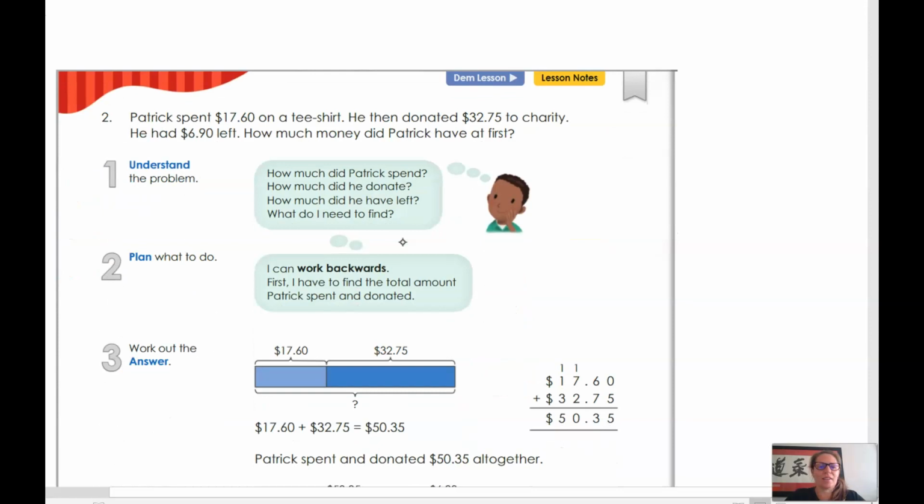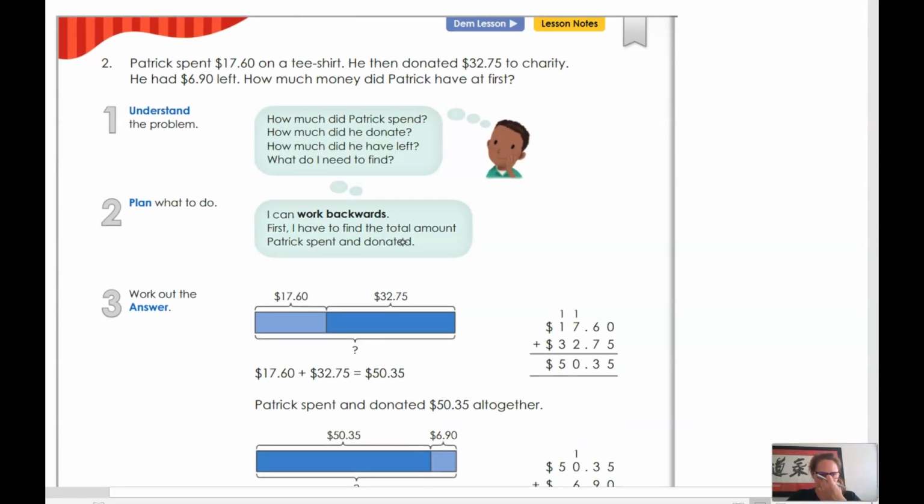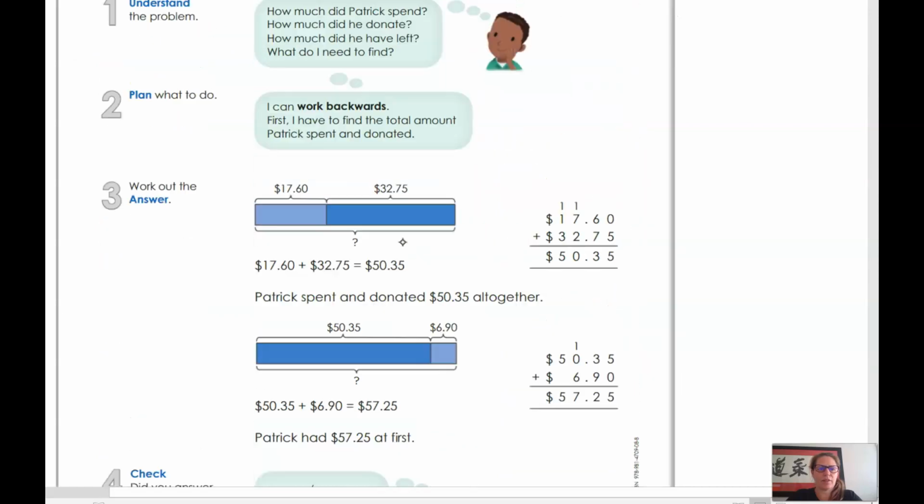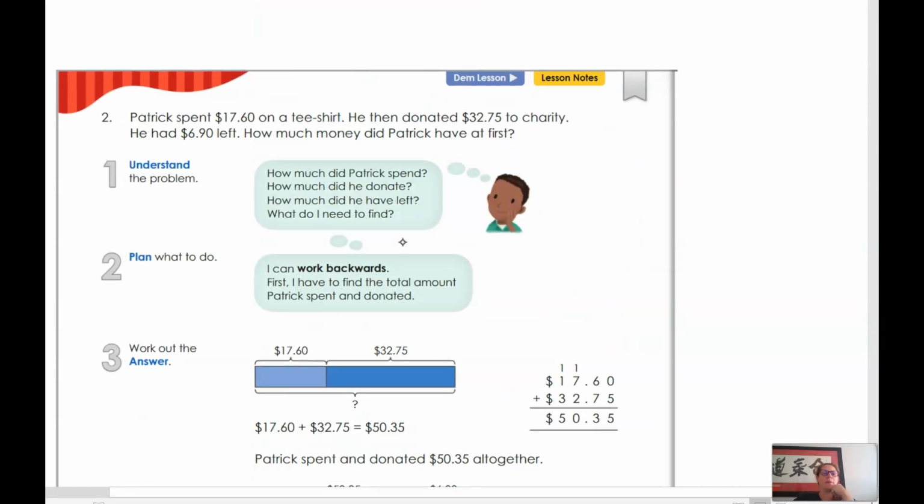All right. 2. Oh, wow. This is a big lesson. All right, let's quickly read it because we're already at 5 minutes. Patrick spent $17.60 on a t-shirt. He then donated $32.75 to charity. He had $6.90 left. How much money did Patrick have at first?